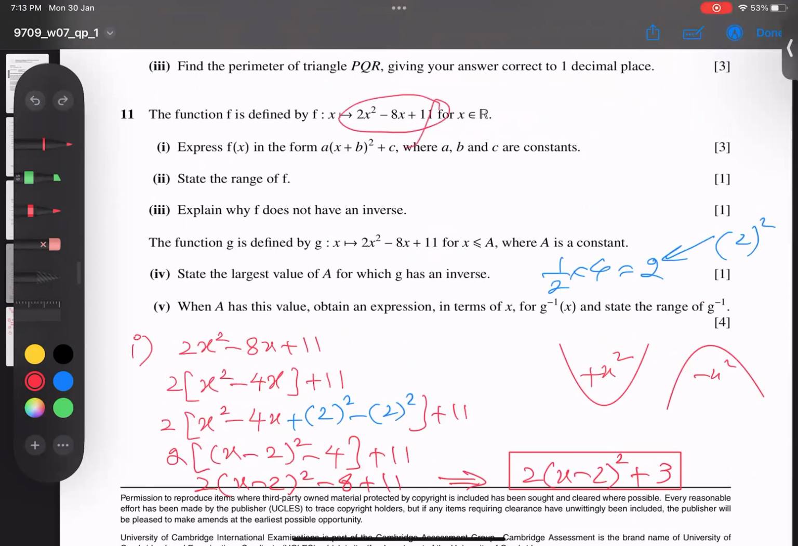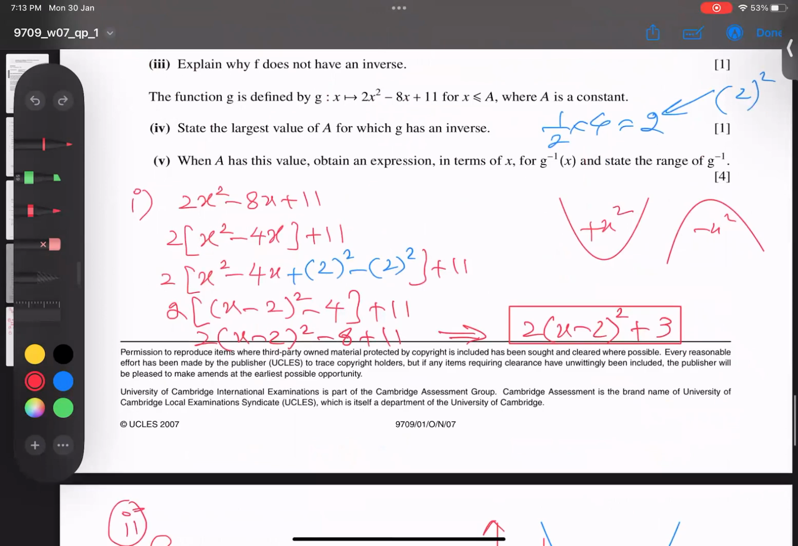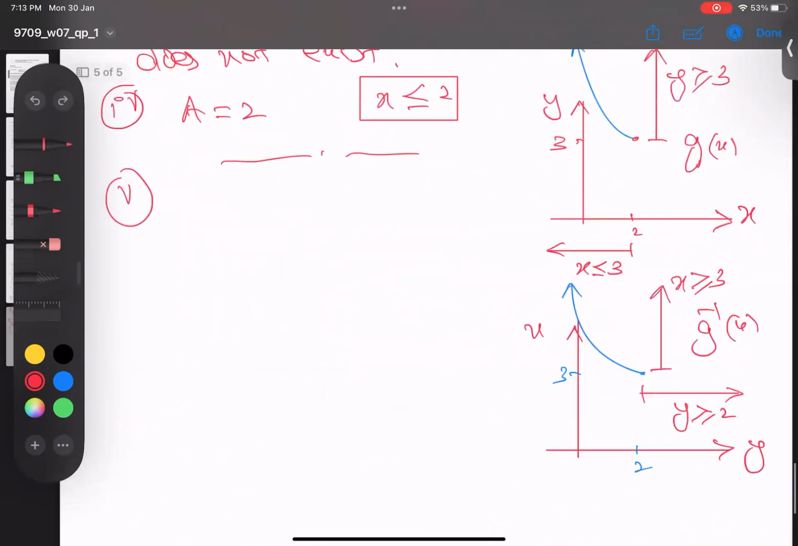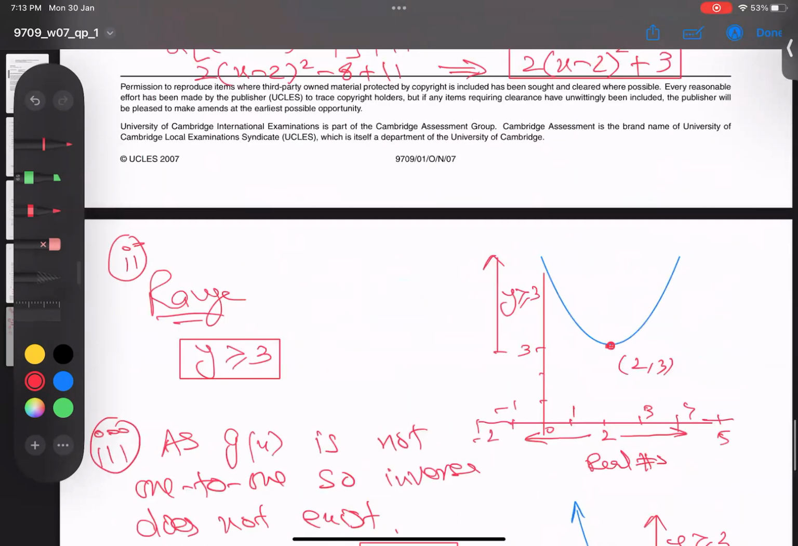Only one choice: if we convert into completing the square, which we have done already. This function is best to make it. So I'm going to do, let's start, g of x equals 2 times (2x minus 2) whole squared plus 3. Let me recheck. Yeah, exactly.